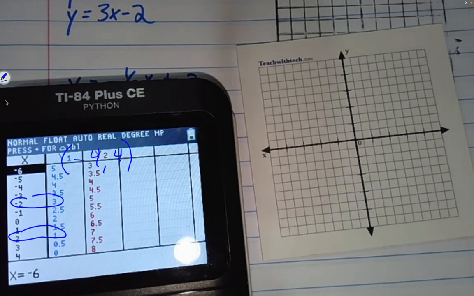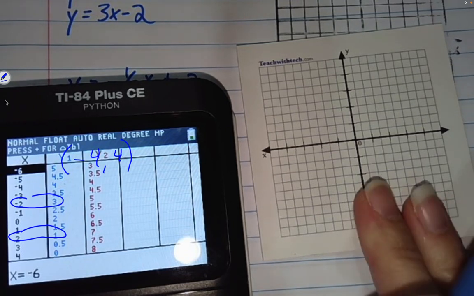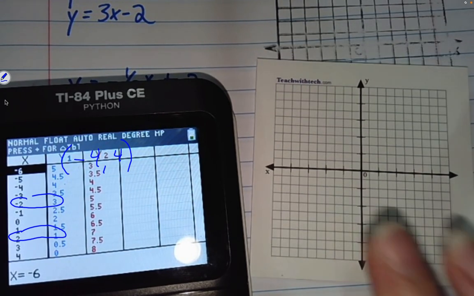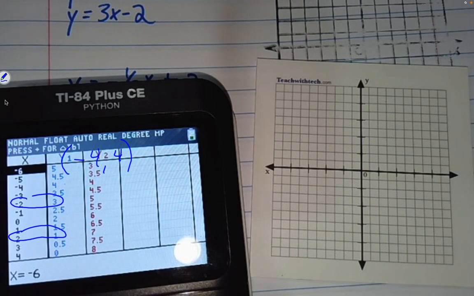So over -2. Oh, that's crooked. Hold on, I gotta straighten that up a little bit. Okay, I still know better. Over -2, up 1, 2, 3. And then what? Over 2 and up 1.